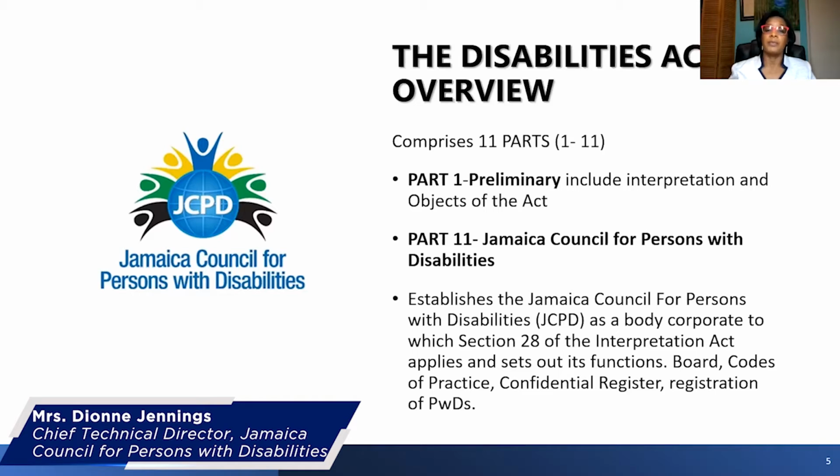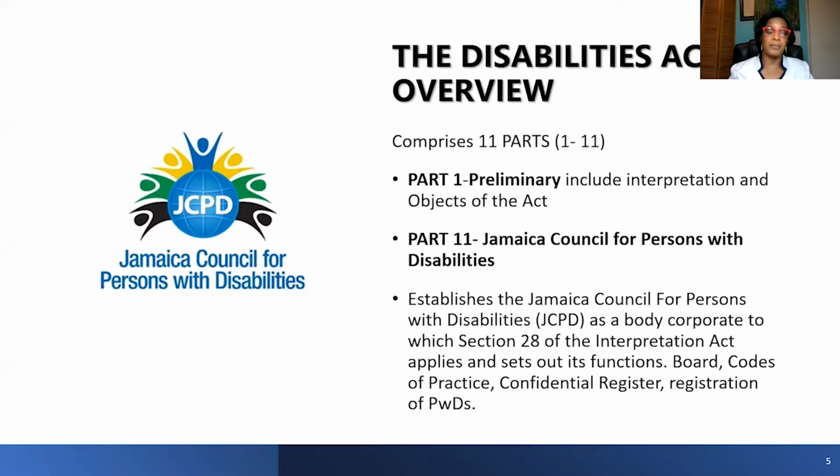Part 2 establishes the Jamaica Council for Persons with Disabilities as a body corporate, to which Section 28 of the Interpretation Act applies. It sets out the JCPD, which would be a new council, its functions, and its ability to develop codes of practice. It establishes a management board, the confidential register, the registration of persons with disabilities, and other related functions.